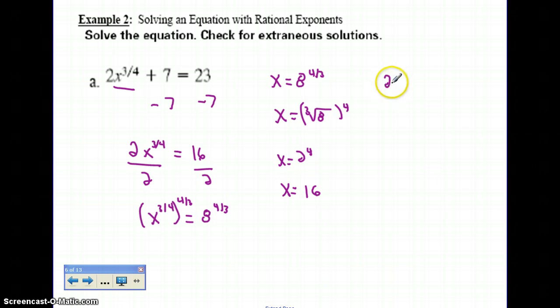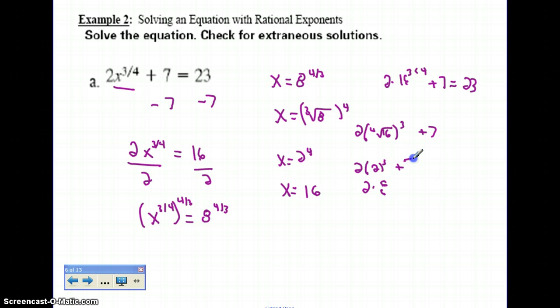If I check it, it should work out. If I take 2 times 16 to the 3/4 power plus 7, it should equal 23. That's 2 times the 4th root of 16, cubed, plus 7. Well, that's 2 times 2 to the 3rd plus 7. That's 2 times 8 plus 7, so that's 16 plus 7, which equals 23. So that checks out. Let's do one more.